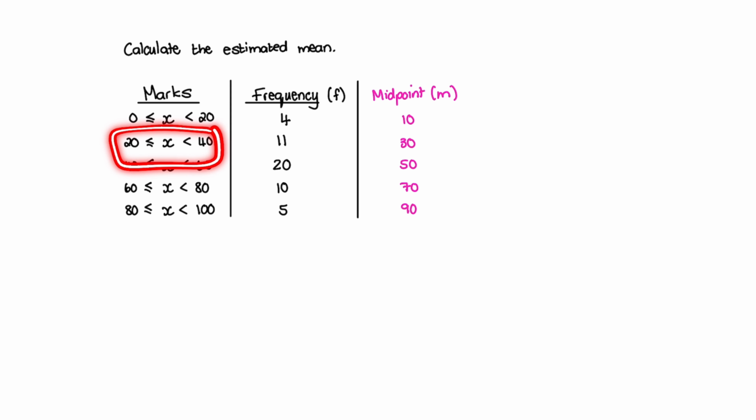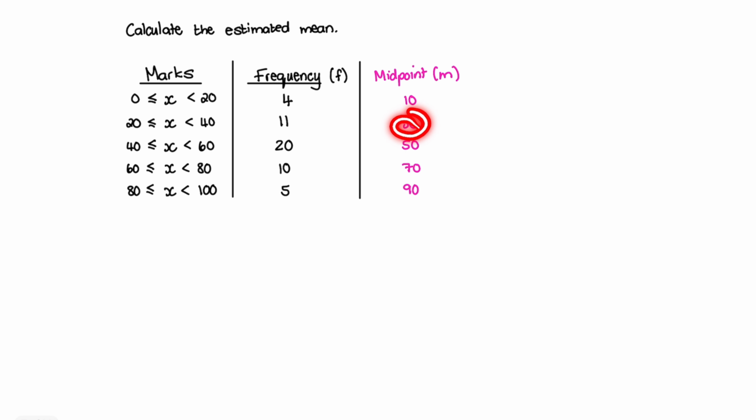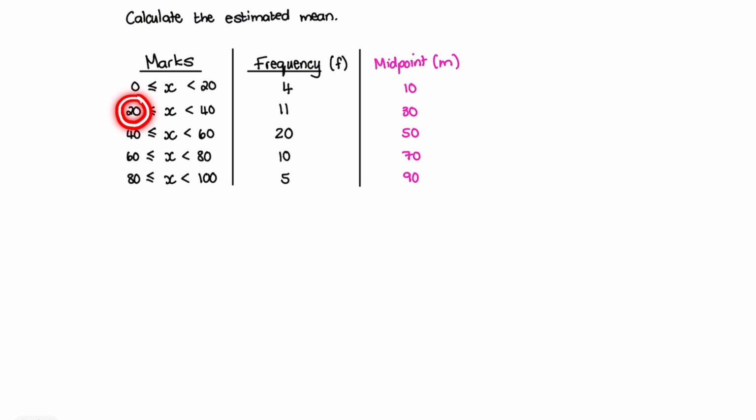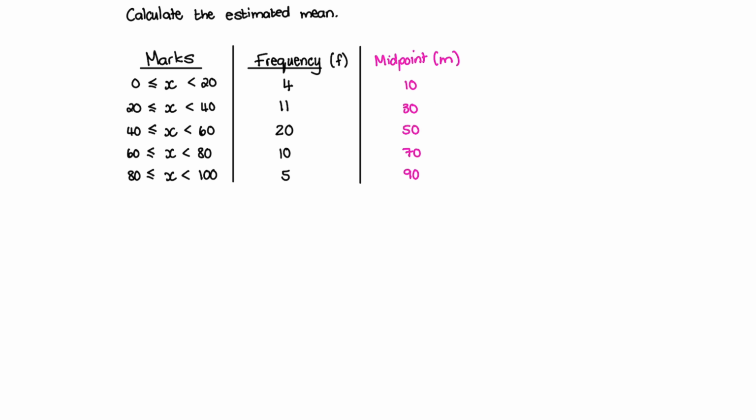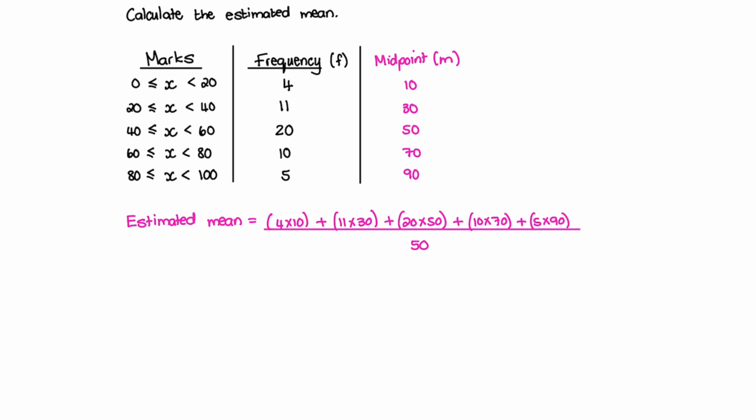So for the second interval, the midpoint of that interval, so the middle between 20 and 40 is 30. The middle between 40 and 60 is 50. The middle between 60 and 80 is 70. And the last midpoint is 90. An easy way to find that, you simply say 20 plus 40 divided by 2, and that is equal to 30. So now we have these midpoints. So now let me show you how to use these midpoints.